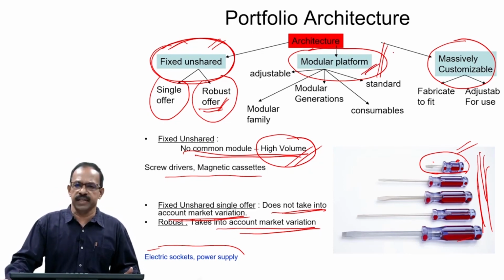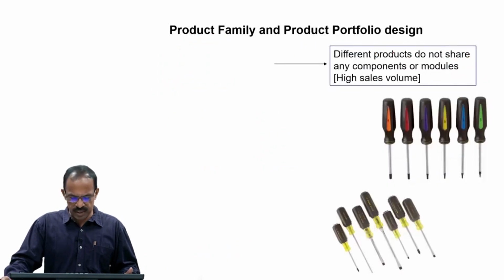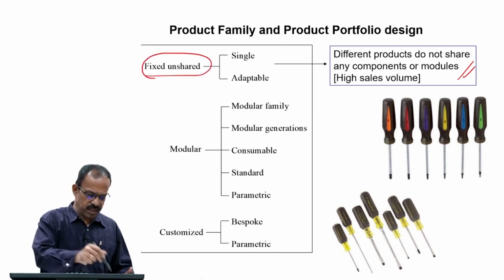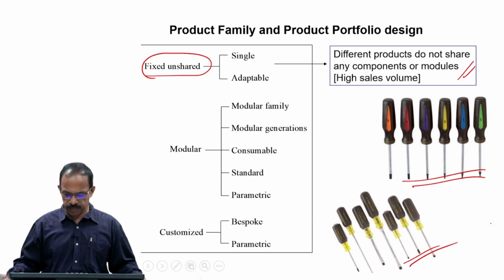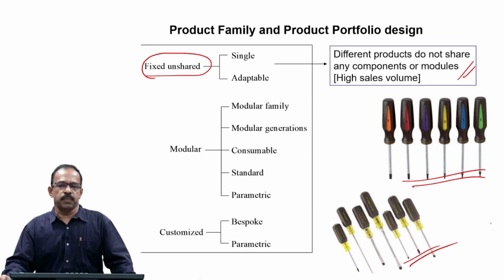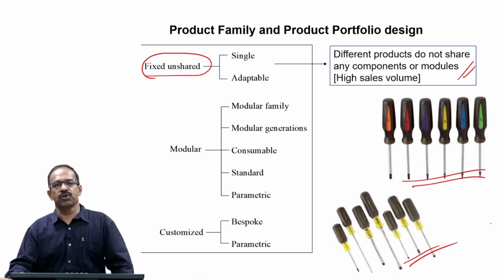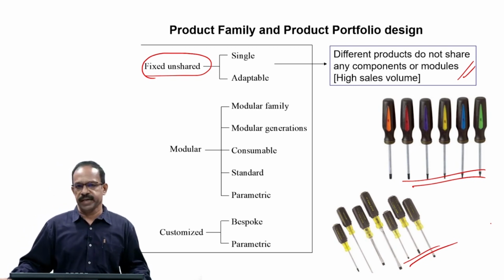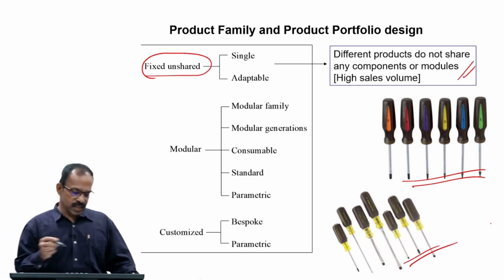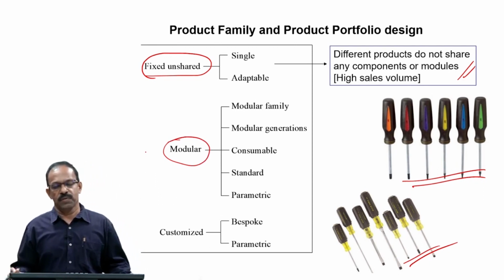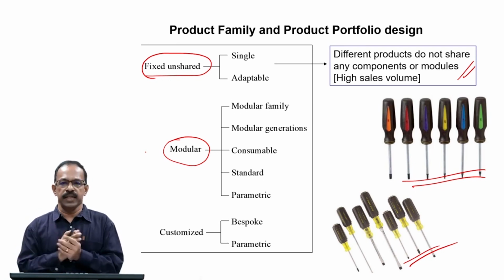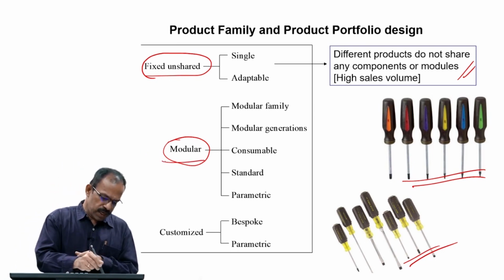So, that is the second architecture, which is the modular platform. As I mentioned, the different products do not share any components in the fixed unshared architecture, and screwdrivers and spanner sets are examples for the fixed unshared architecture. In the modular architecture, the name itself says that it can have modules. A product will have multiple modules, and these modules can be shared within the family, and that kind of architecture is known as modular architecture.